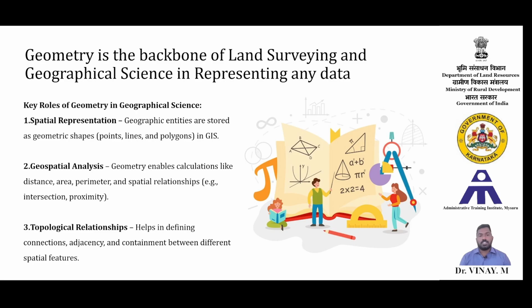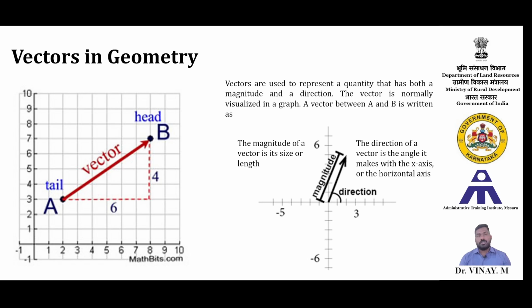So that's why geographical science is mainly dependent on geometry. If we look into the geometry, we have two concepts. One is the vector and another one is the scalar. We all studied the vector and scalar in elementary studies.